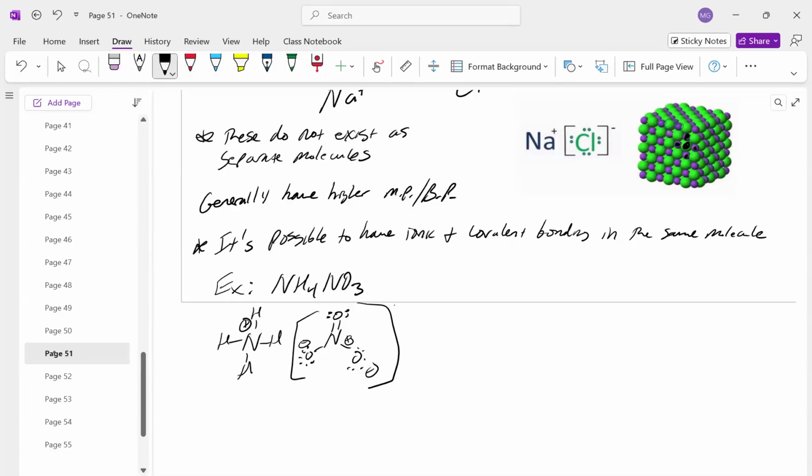So there's the nitrate, -1 ion. And so you have these two separate ions that bond together ionically. But within each ion, there are covalent bonds. So it is possible to have both instances of bonding within one compound.